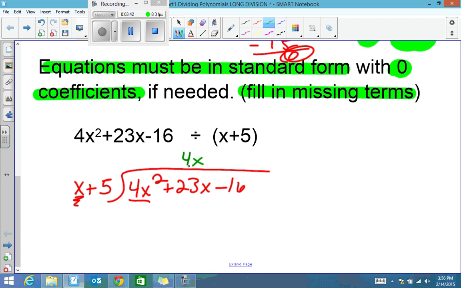And then we're going to distribute this 4x to both of these terms. So 4x times x is 4x squared. 4x times 5 is positive 20x. Then we're going to subtract. So we want to draw parentheses and a minus sign because we want to subtract both terms. So 4x squared minus 4x squared is going to cancel out because that equals 0. 23x minus 20x equals 3x. Then we bring down our next term, just like in long division, a negative 16.